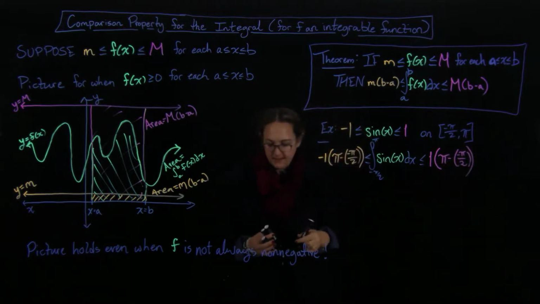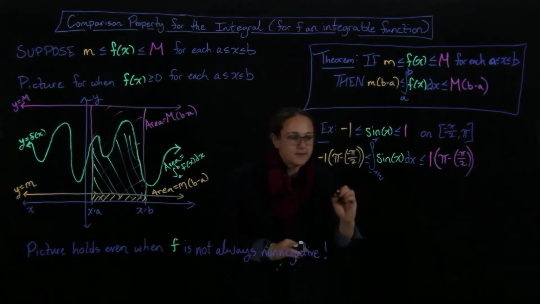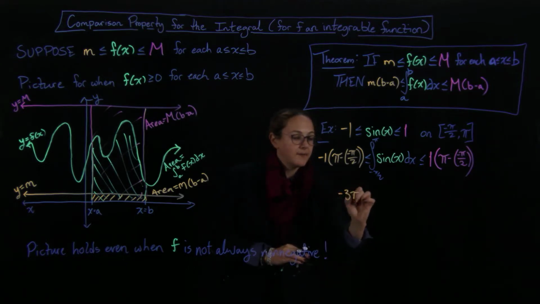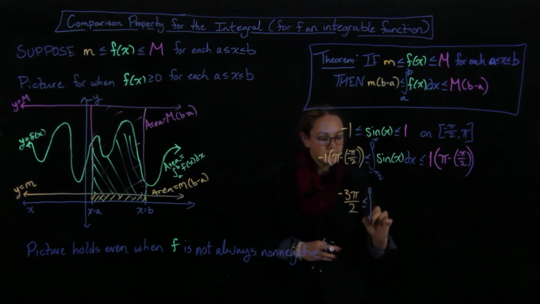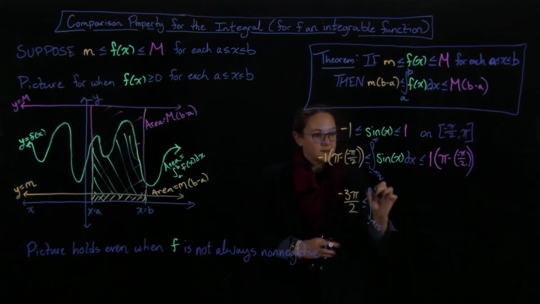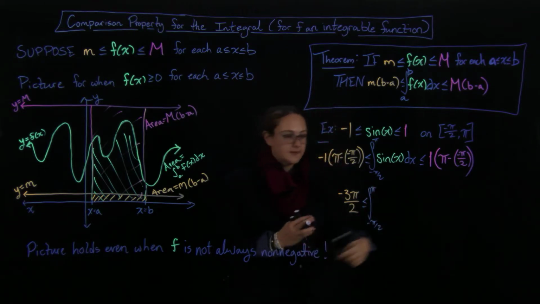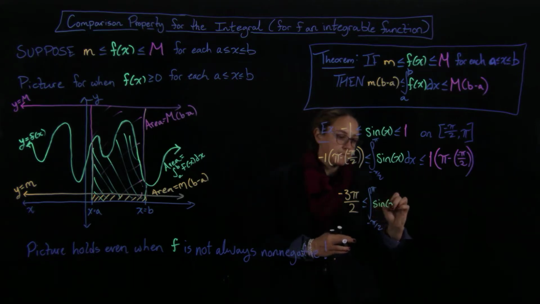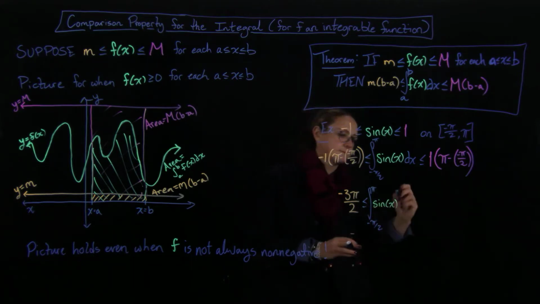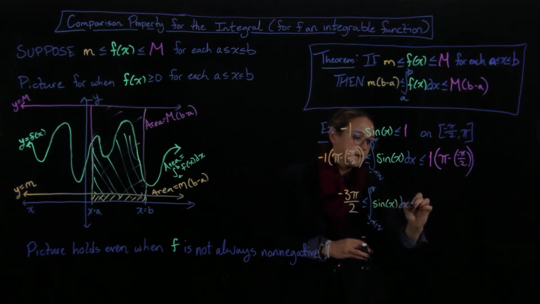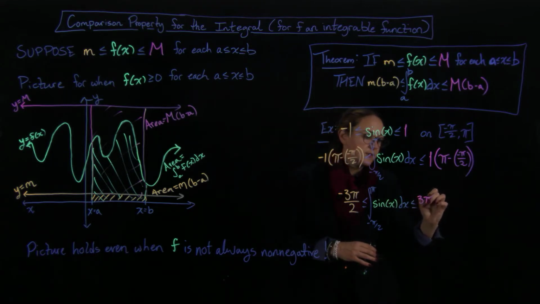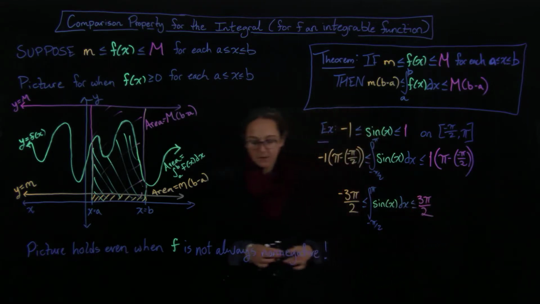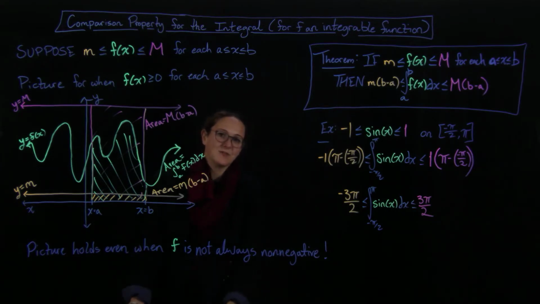Okay, and then we can just compute that, and we get that minus 3 pi over 2 is going to be less than or equal to the integral from minus pi over 2 to pi of sine of x dx, which is then again going to be less than or equal to 3 pi over 2. Okay, so let's just go through what we were doing here.